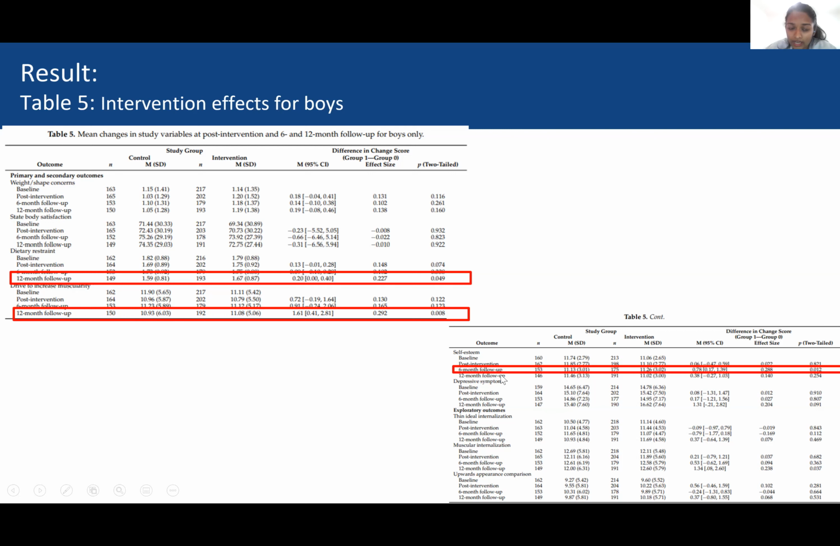But third, as predicted, the intervention group showed an increase in self-esteem from baseline to 6-month follow-up, whereas the self-esteem score declined for the control group. The intervention had different effects for girls and boys, and it could be said that it was more beneficial in girls as compared to boys.